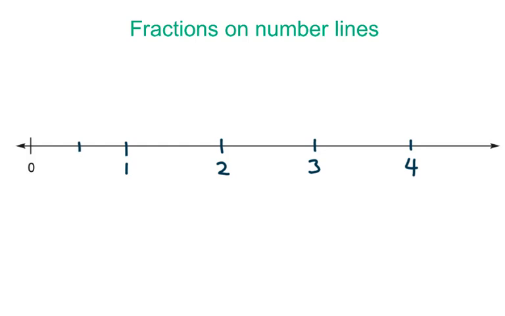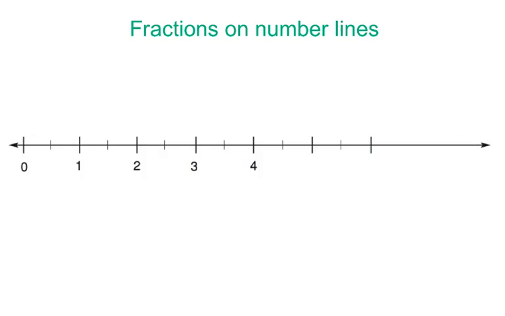So on this particular whole number line, I can add in halfway points in between each whole number. And so now we've got mixed fractions, a mixture of whole numbers and common fractions alongside. So half, 1.5, 2.5, 3.5, and 4.5. And so this is a simple example of fractions on a number line. So let's look at that number line a little bit more closely.